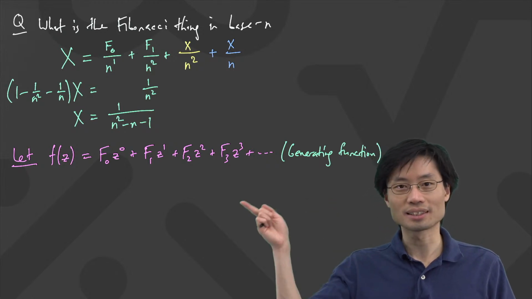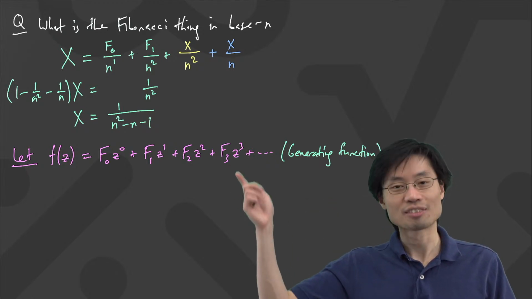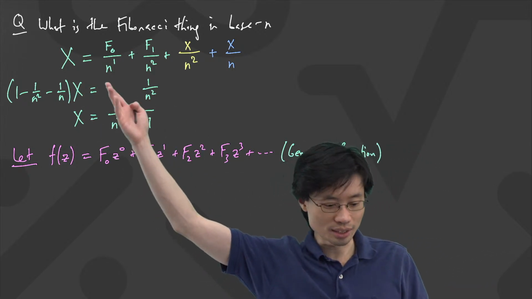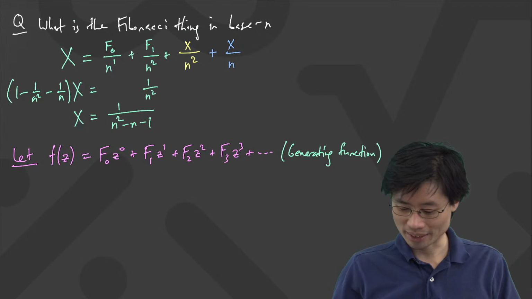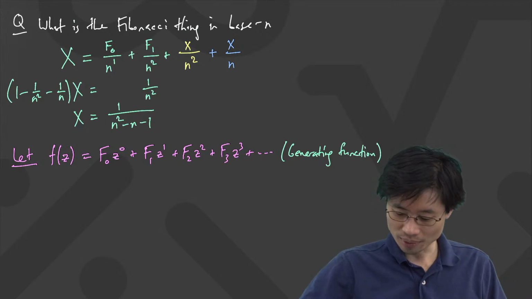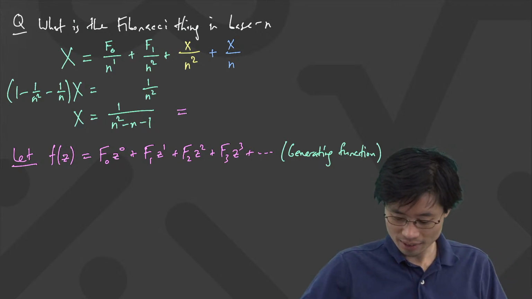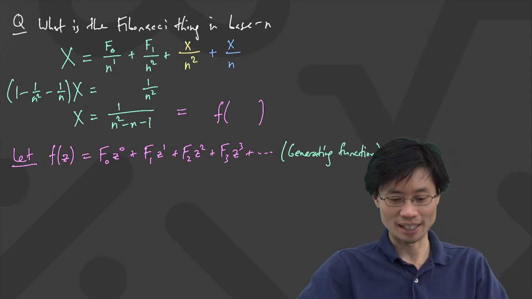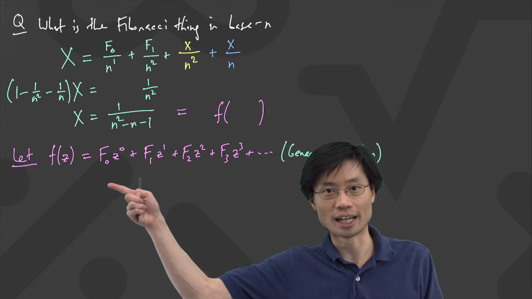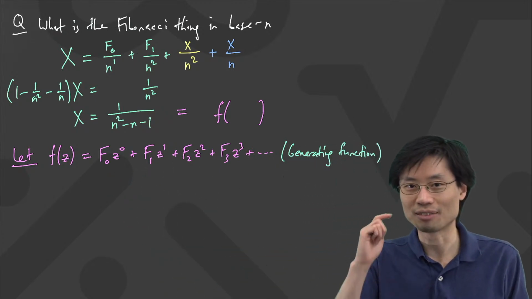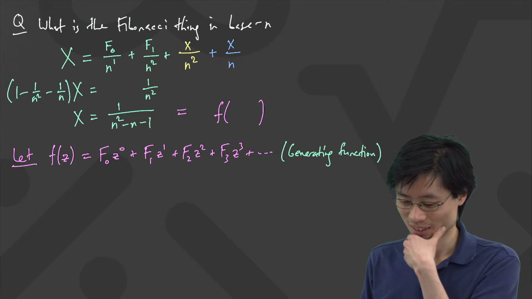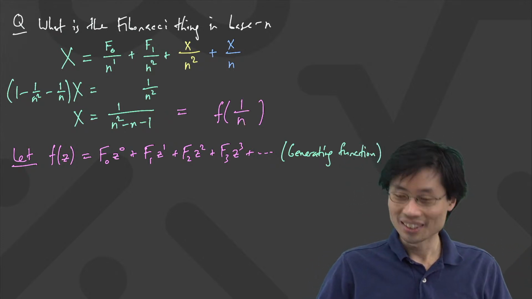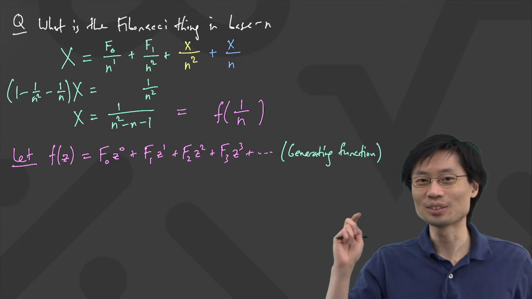Actually, what does this generating function have to do with that x? There's a way to write this x thing, which is the Fibonacci number in base n. There's a way to rewrite this whole thing as something involving f, with this actually as the generating function. Advait: Well, it looks like you plugged in 1 over n into f and then also divided by an additional factor of n. Good. Okay, so let's do that slowly.